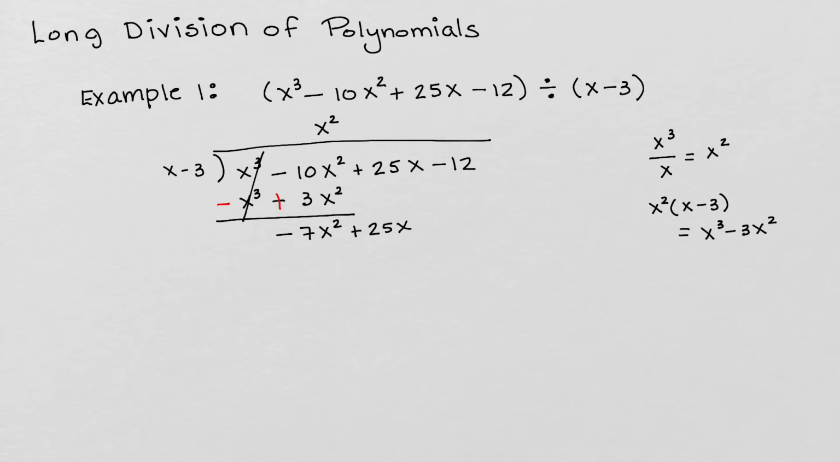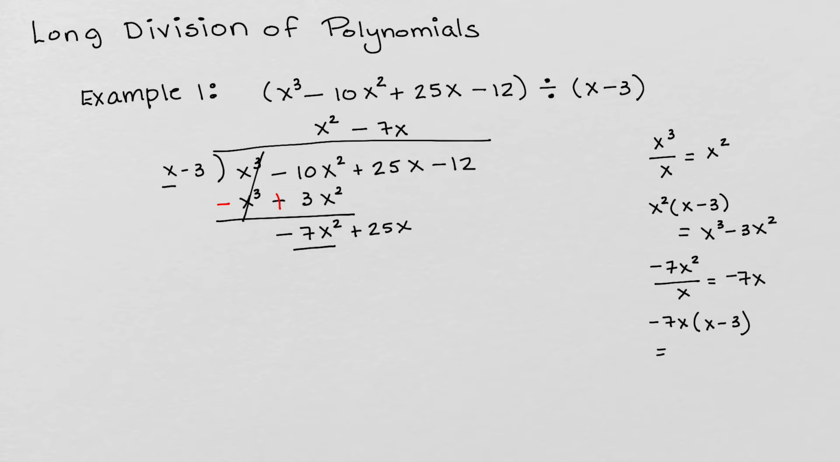And now I start the process over again, where I take the first term, negative 7x squared, divided by the x. So again, I'll go off to the side, negative 7x squared divided by x gives me a minus 7x. And then I'll multiply that minus 7x by the x minus 3. So that minus 7x, I put above. It's lined up with the plus 25x because those are like terms.